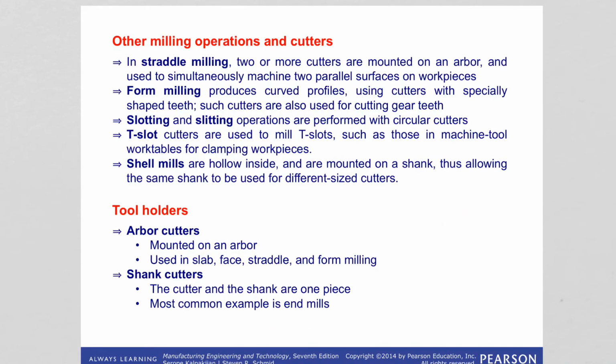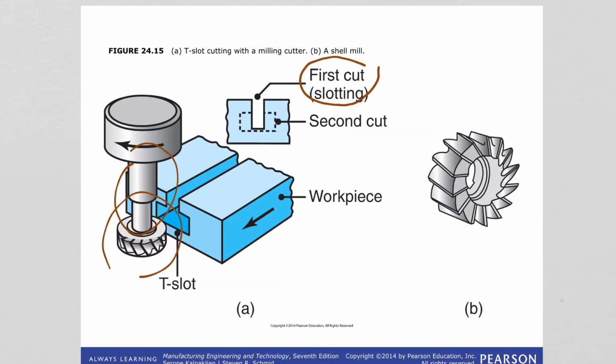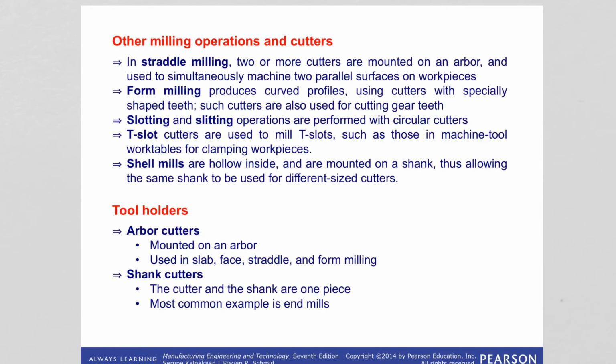And finally, there are shell mills. These are hollow inside and are mounted on a shank, thus allowing the same shank used for different sized cutters. Here you can see these are shell mills available in different sizes, and they are hollow, which gives us the flexibility that we can use them in a same shank and use different sized cutters.